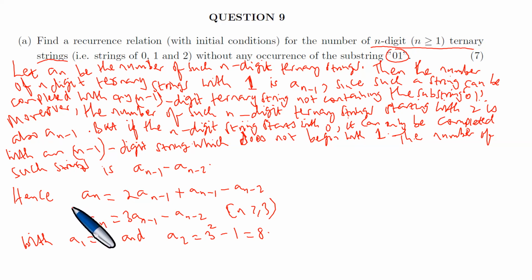Okay, so obviously you can see that we have a_{n-1} for the number of the n-digit ternary strings with 1. So there's an a sub n minus 1. And also the n-digit ternary strings with 2, right, are also a_{n-1}.